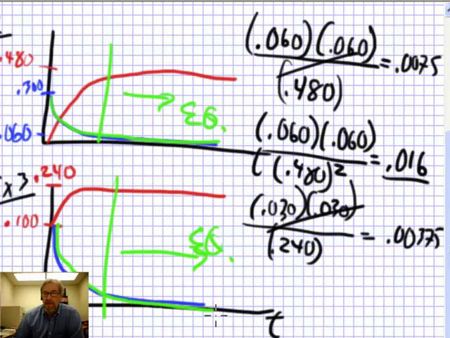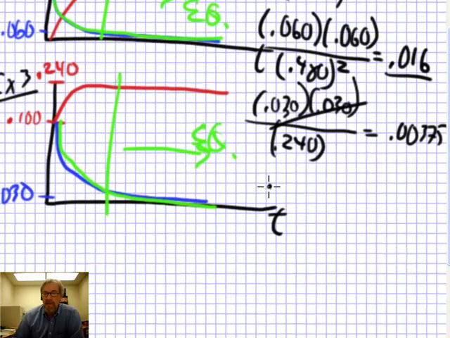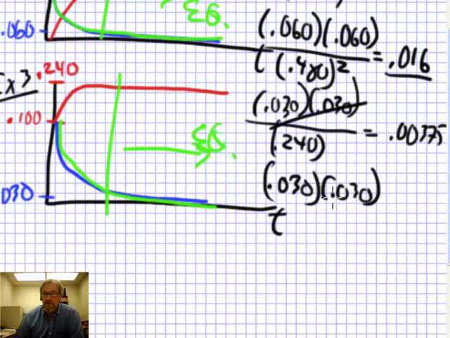For experiment number 3, we'd be taking 0.030 times 0.030, and we'd be dividing by 0.240 squared. And this gives us 0.016. So there's a pattern here.